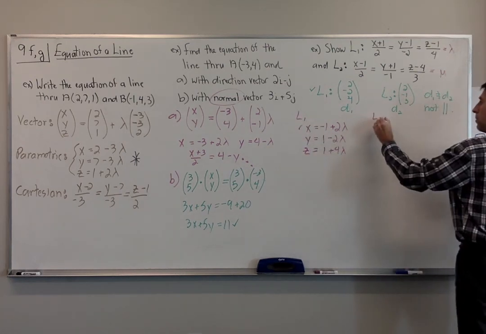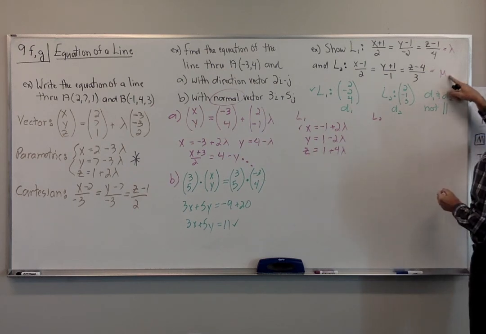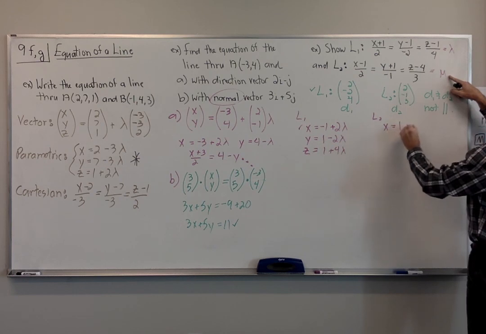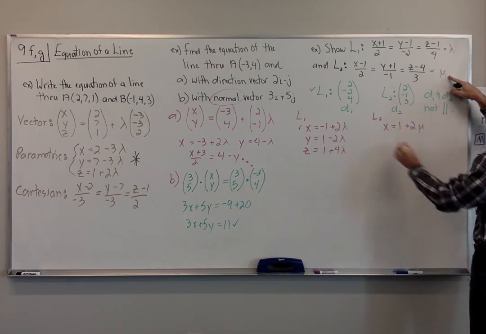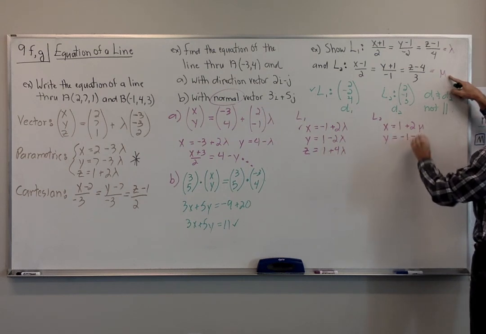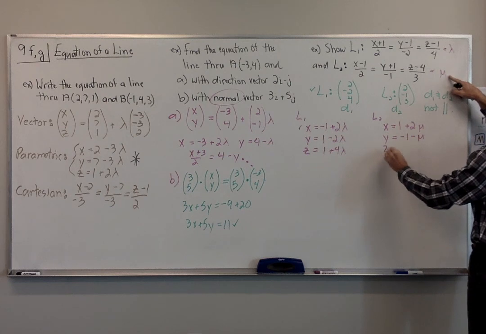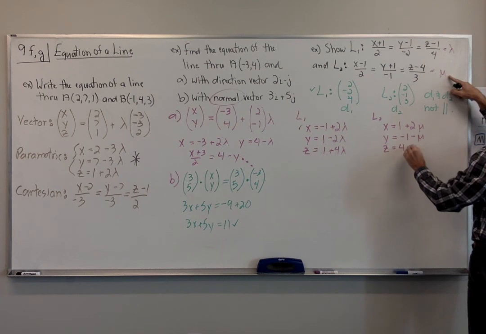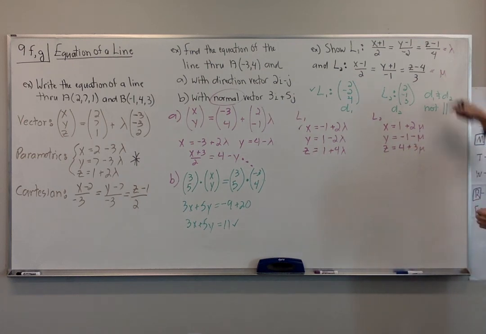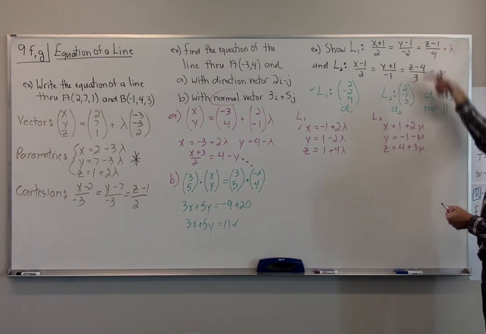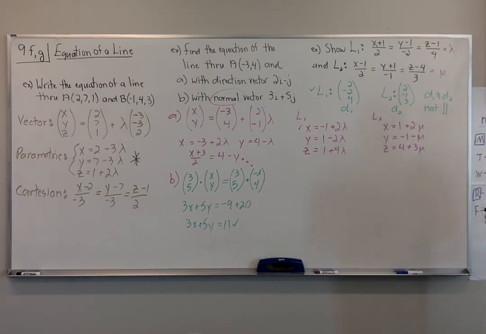Line 2, we can do the same thing with mu. We'd have x equals 1 plus 2 mu. Y would equal -1 minus mu. And then z would equal 4 plus 3 mu. We need to double check that to make sure we've converted correctly from the Cartesian form to the parametric form.